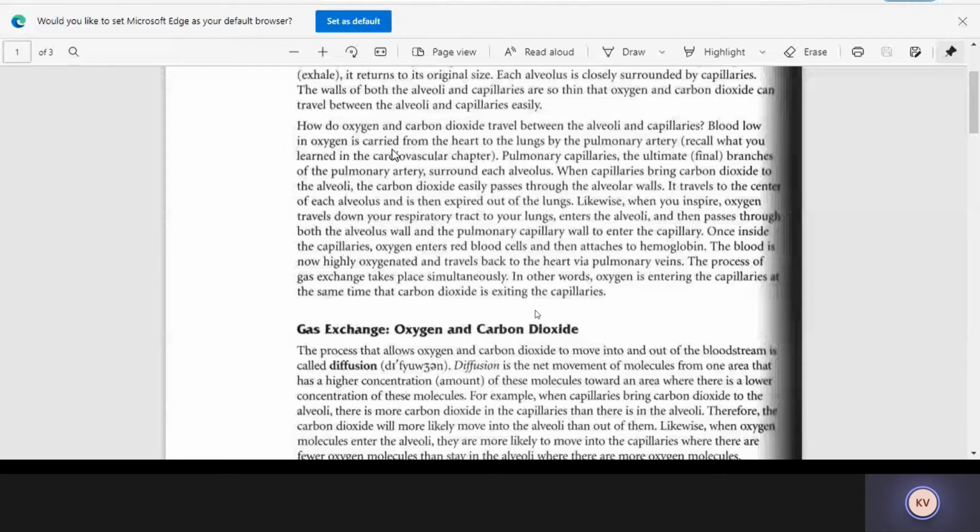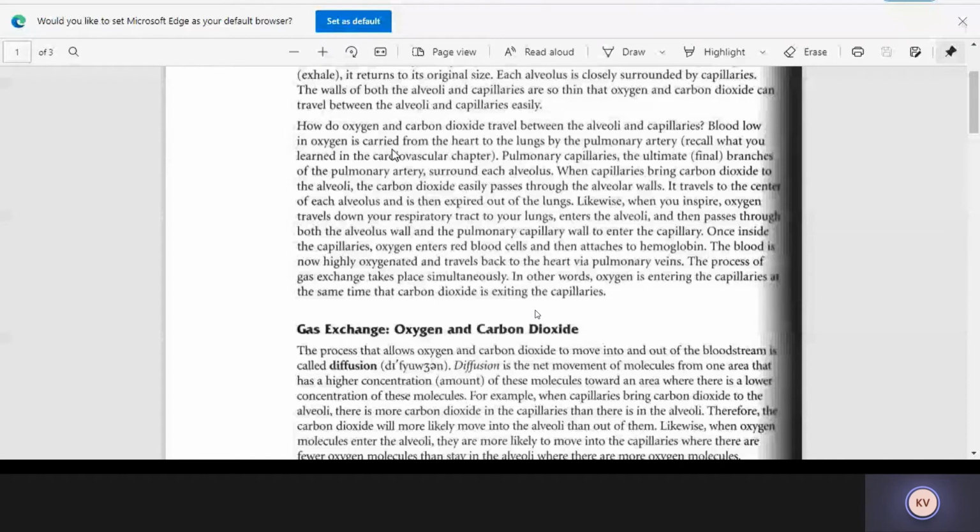The process of gas exchange takes place simultaneously. In other words, oxygen is entering the capillary at the same time as carbon dioxide is exiting the capillaries. Thank you so much.